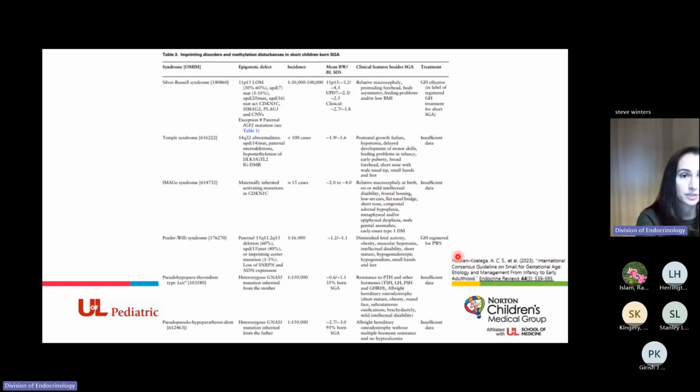and IUGR as well. The most common one in this group, I think, is Russell-Silver syndrome due to methylation defect at 11p15. Temple syndrome presents typically very similar to Russell-Silver, and they also tend to be small at birth. Image syndrome is very rare, but they're small at birth as well. Not so much in Prader-Willi syndrome. They're usually below average, but within what is considered normal.